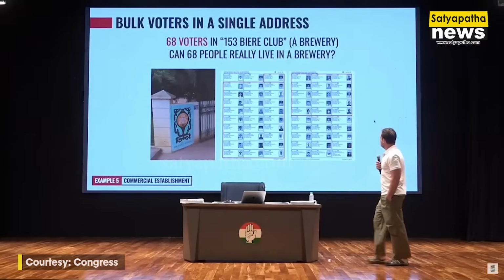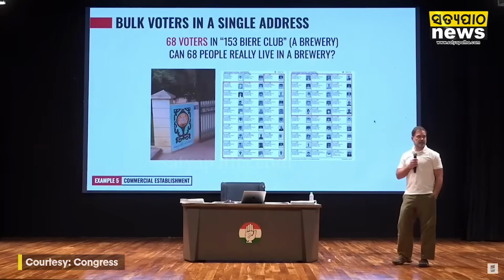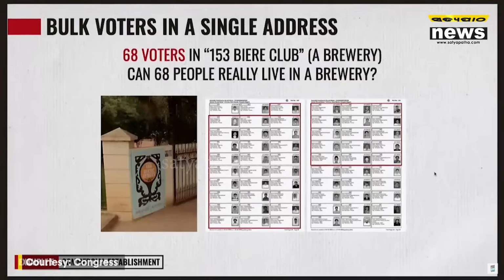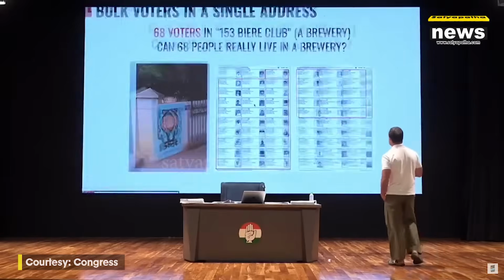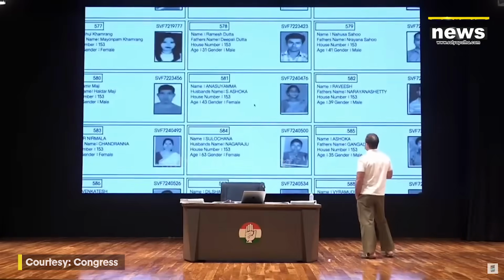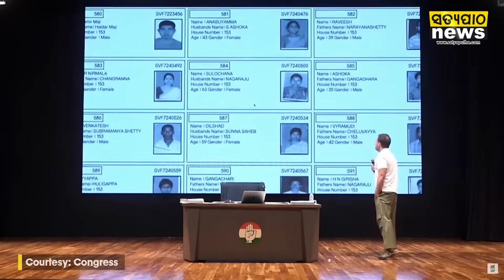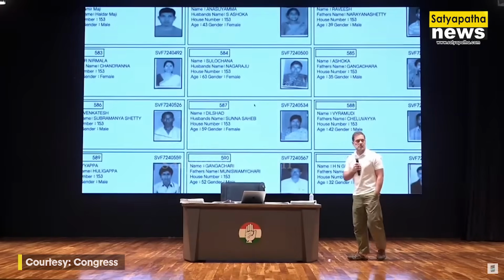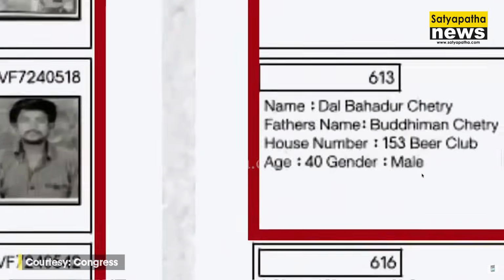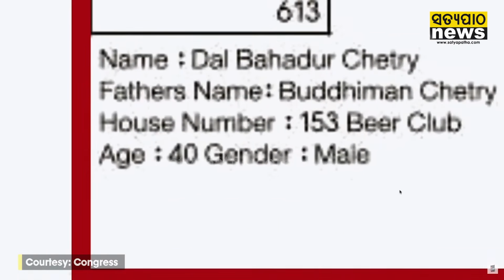Here is 68 voters in a brewery, commercial establishment, nobody lives there. Right? And when we go and ask them, where are these people? Who are these people? Nothing. We don't know. Never heard of them. Zoom in. And that's fake and invalid addresses. You can see.